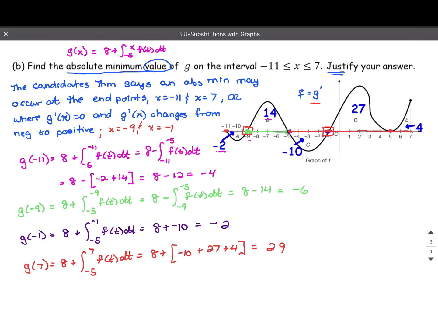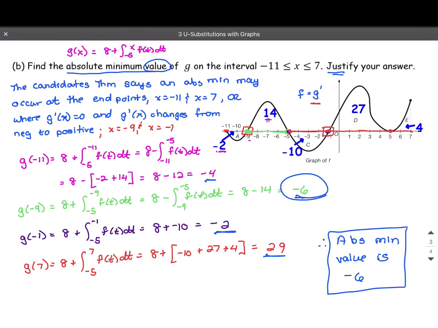So now, what is our absolute min value? We are not looking for where it happens, we're looking for the value. What's the lowest number we had? We had -4, -6, -2, and 29. The smallest number is -6, so our absolute min value is -6. They did not ask for where it happens, even though we know that it happens at -9.